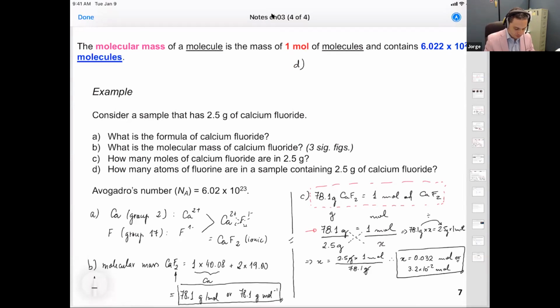How many atoms of fluorine are in a sample containing 2.5 grams of calcium fluoride? So let's start with the formula of the compound. So we have here CaF2. Let's consider that we have 1 mole of molecules. This compound is composed of 1 mole of atoms of calcium. Okay, so these numbers come from the index right here, and 2 moles of atoms of fluorine.